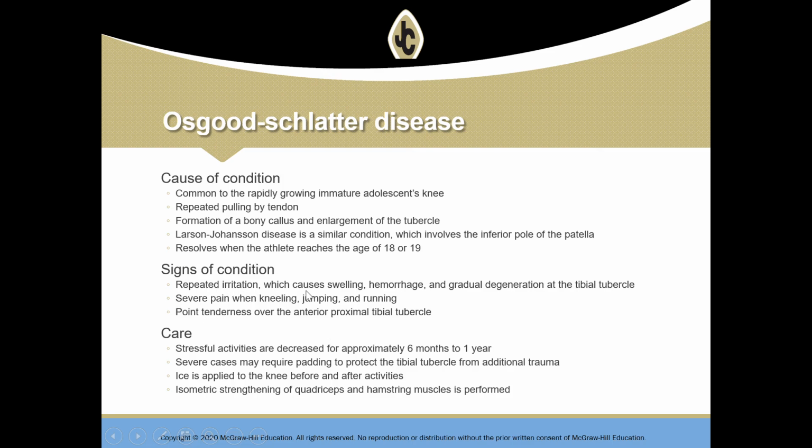Signs of the condition: repeated irritation, which causes swelling, hemorrhage, and degeneration at the tibial tuberosity. Severe pain with kneeling, jumping, and running. Point tenderness over the anterior tibial tuberosity. These are pretty easy to figure out because you usually have someone with a much larger tibial tuberosity and pain there. Stressful activities are decreased for approximately 6 months to a year. Severe cases may require padding. Ice is usually applied, and isometric strengthening of the quads and hamstring muscles is performed. Okay, so that's it for us for the knee.